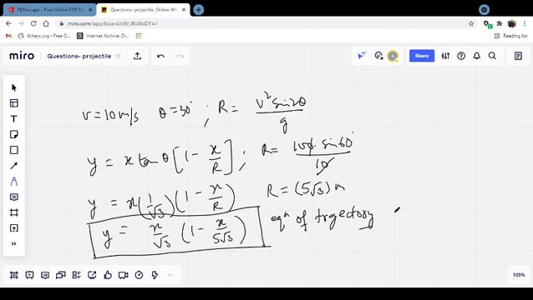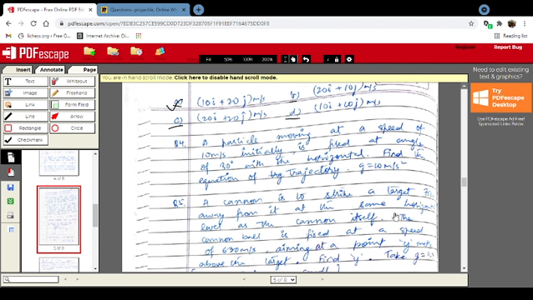So the key to doing this question is to remember the equation of trajectory of the motion of the body, that is y equal to x tan theta into 1 minus x by R, and then calculating the range of the body. A pretty much straightforward question. Let's move ahead.